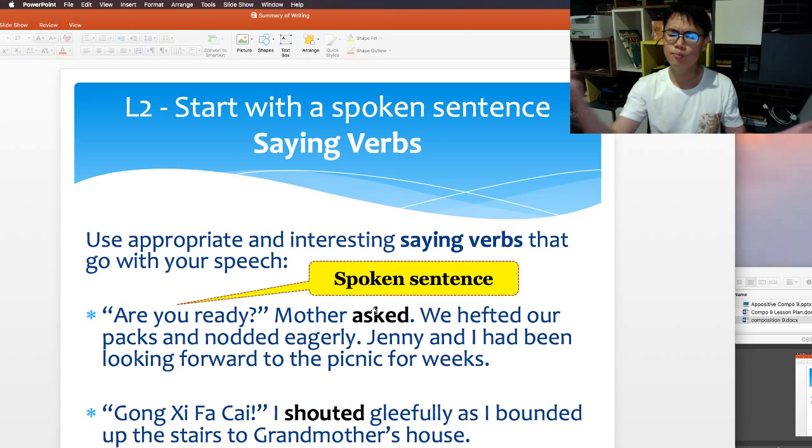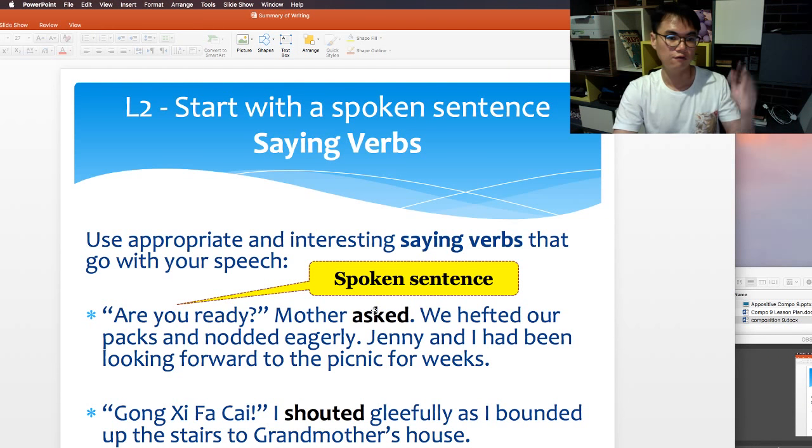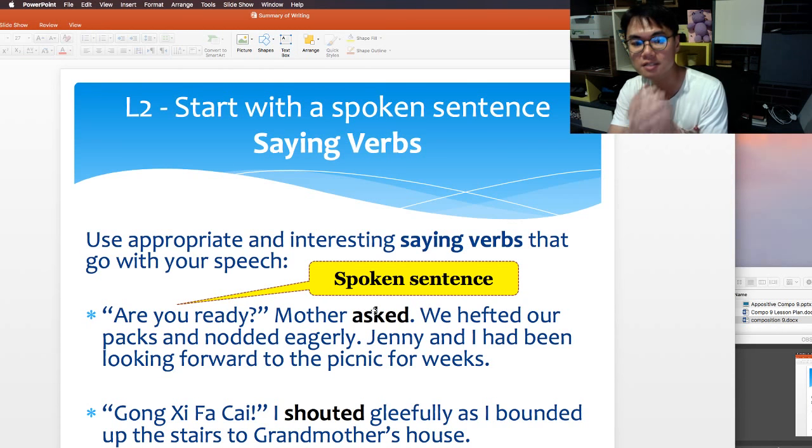And we can bring in many different kinds of saying verbs, right? We can say, for example, "Hey, stop there!" Father yelled. Or, "Hey, you, come here!" The teacher bellowed, right? So these are all saying verbs that add color to my story, okay?